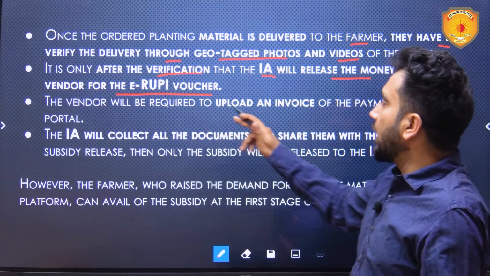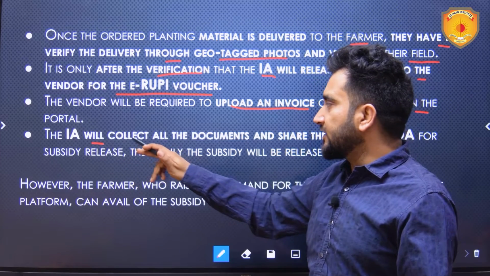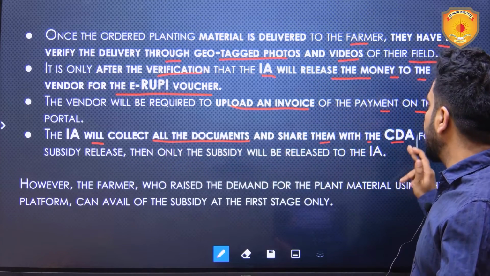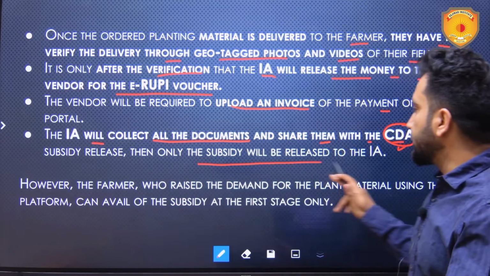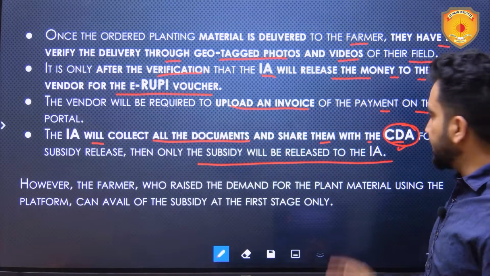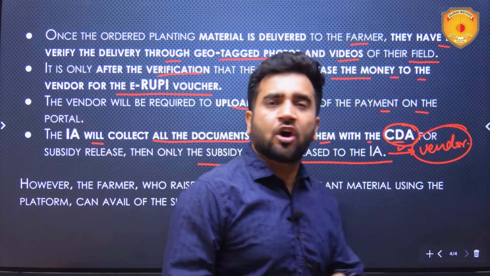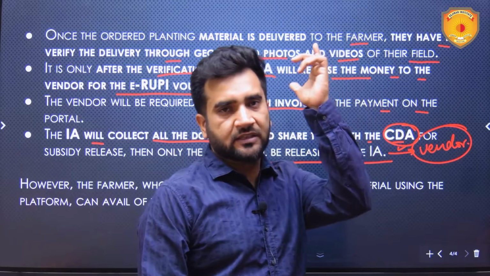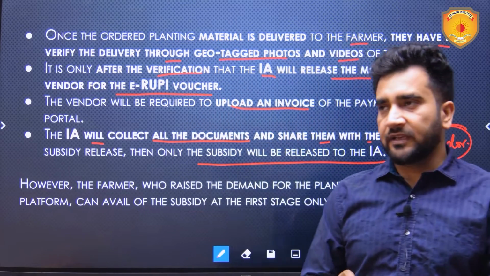The vendor will be required to upload an invoice of the payment on the portal. The IA, meaning implementing agency, will collect all the documents and share them with the cluster development authority for subsidy release. Then only will the subsidy be released to the implementing agency, and the implementing agency will release it to the vendor. The farmer's job is over as soon as he clicks that photo and uploads it on the portal. So this is basically how it is going to work.